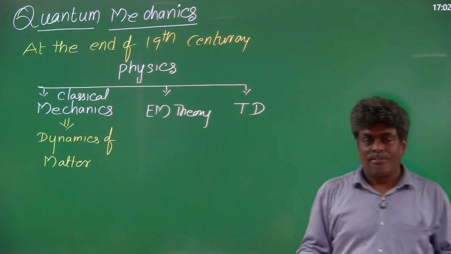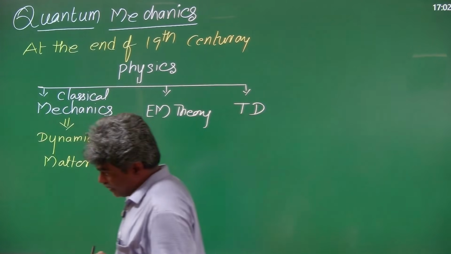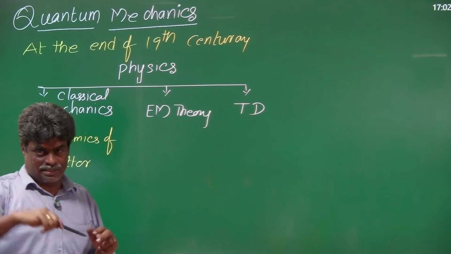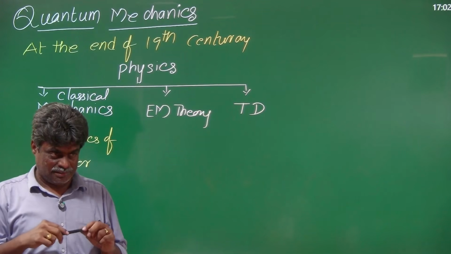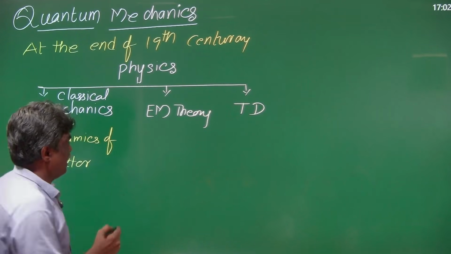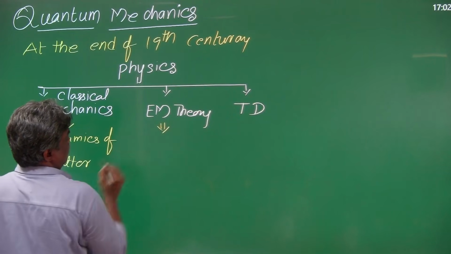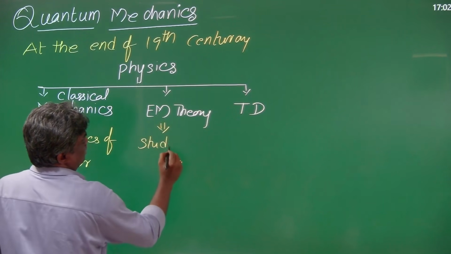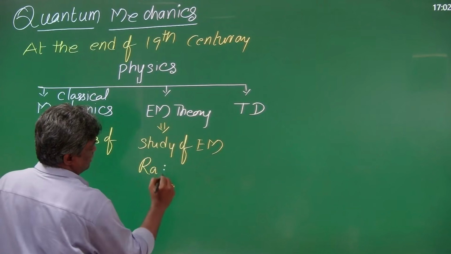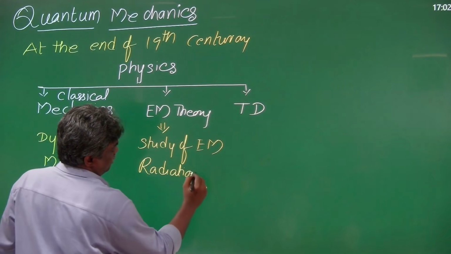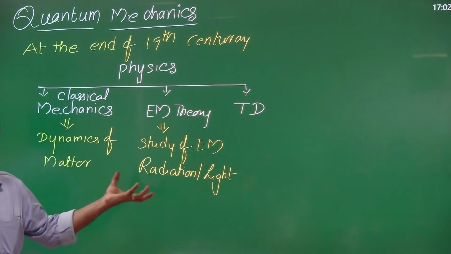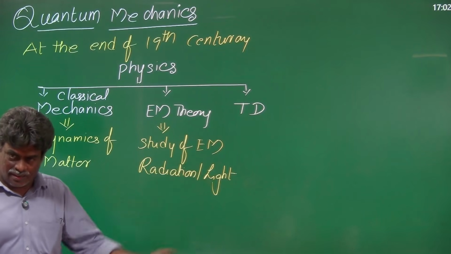Next one. What is this electromagnetic theory? What is this? Light. Which light? Electromagnetic radiation. So electromagnetic theory is the study of electromagnetic radiation, or we can say light. Here we are studying the properties of radiation or light.